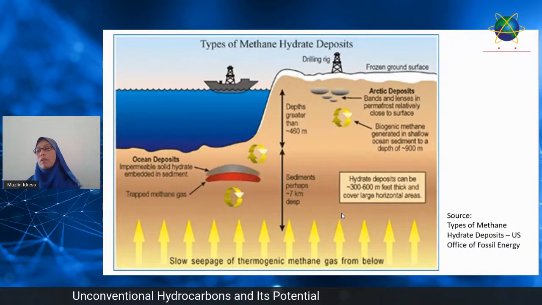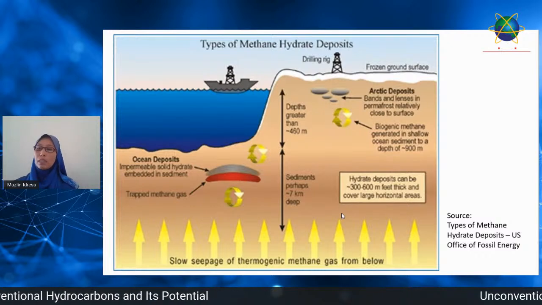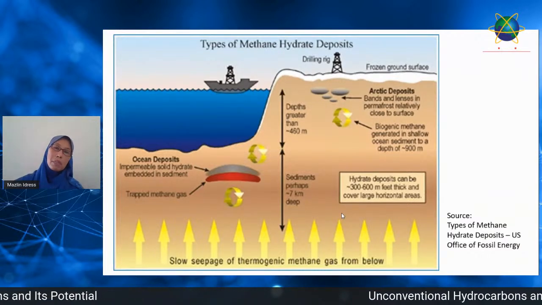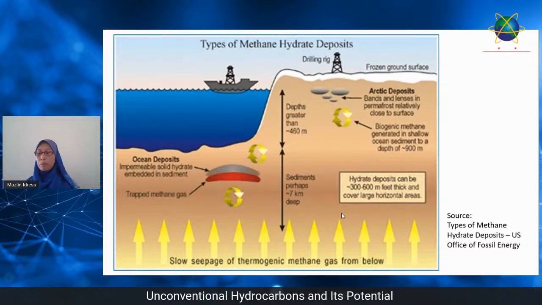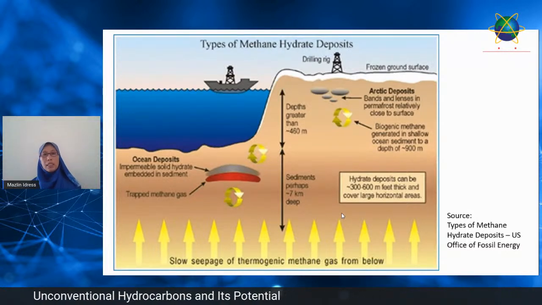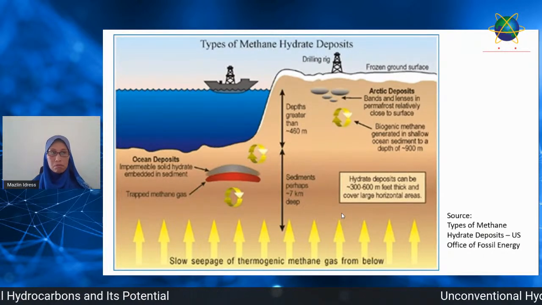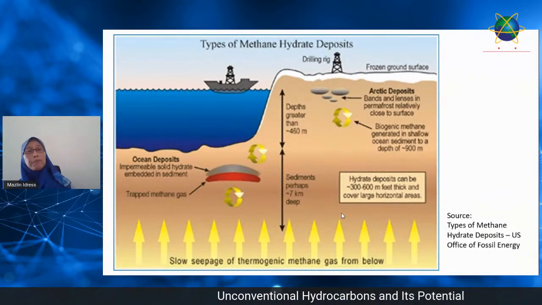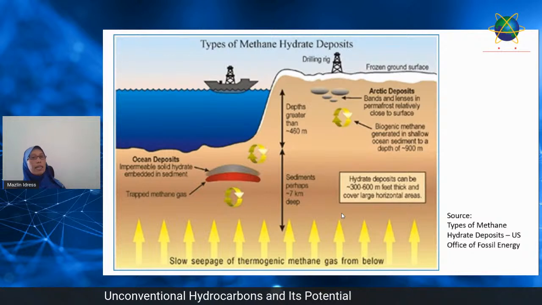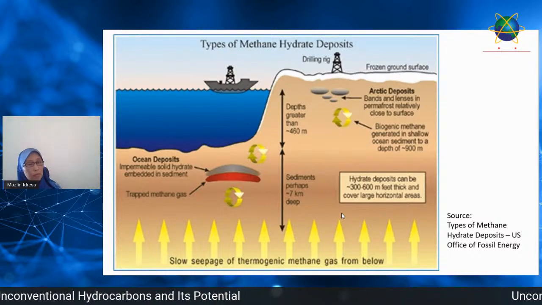Then there are basically two types of methane hydrate deposits that can be found in the world. The first one can be found in ocean deposits, and the other one is Arctic deposits.